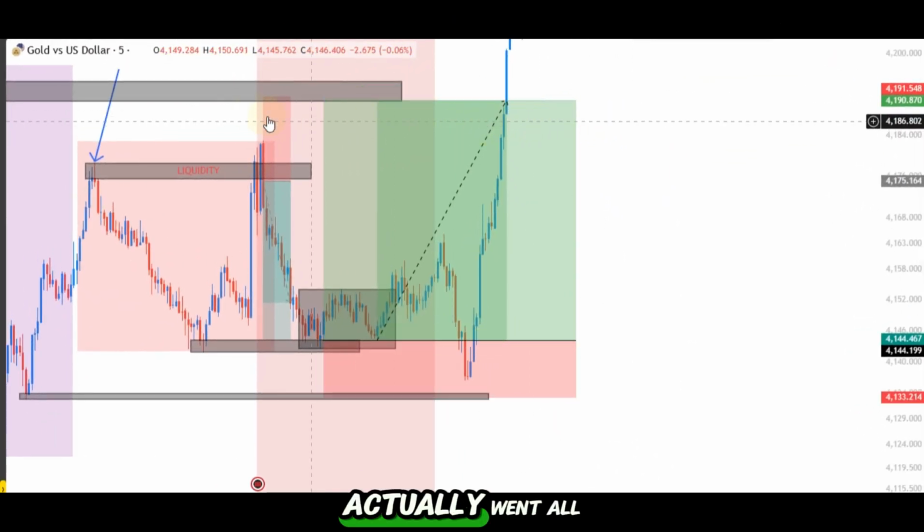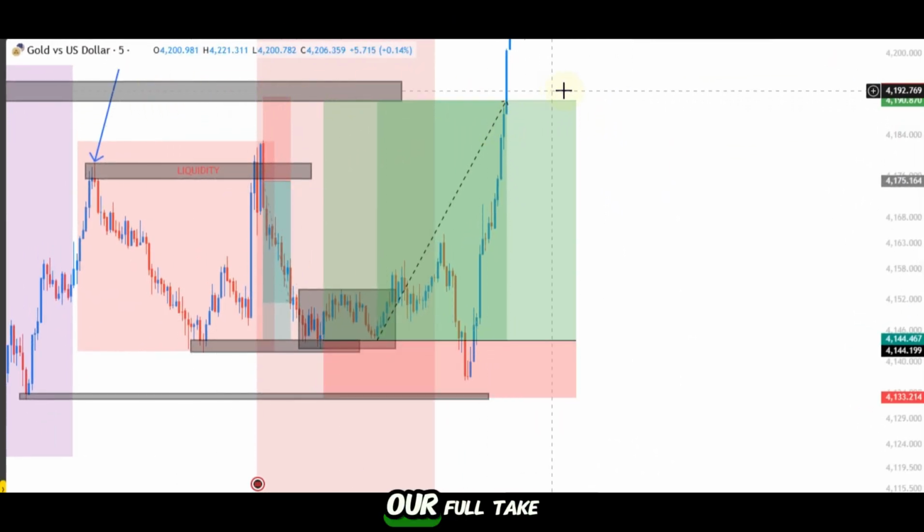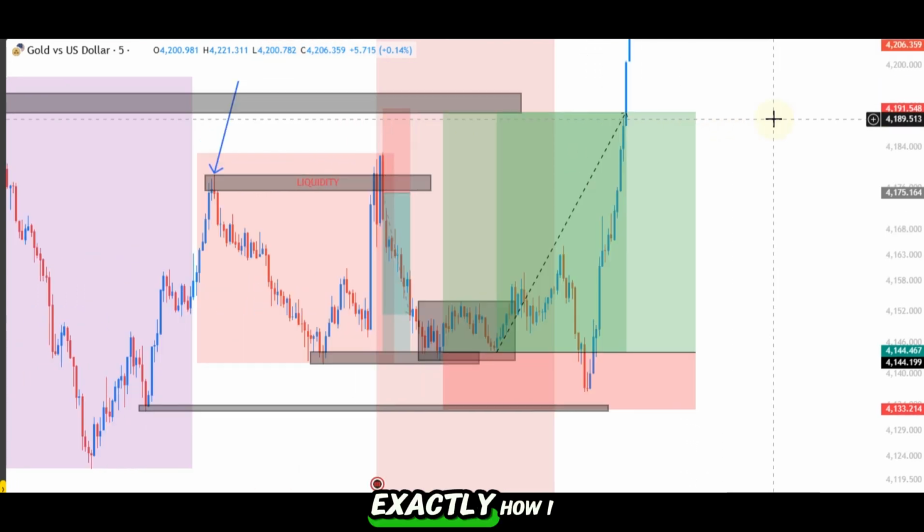Boom guys, it actually went all the way to our full take profit. And this is exactly how I identify high quality liquidity setups on daily basis on XAUUSD, which is popularly known as gold.